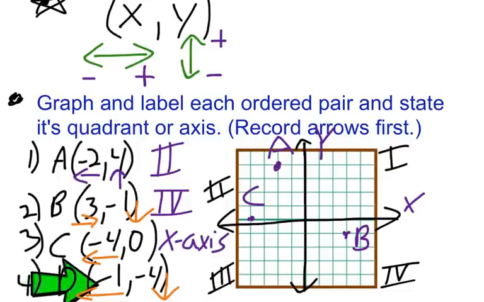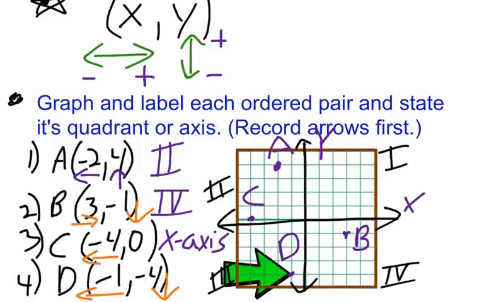And then our last one, number 4, negative 1 tells us to go left 1 from the origin and then down 1, 2, 3, 4. So it's going to be right there. Put a point at left 1, down 4, and label that D. And what quadrant is that in? You said 3rd, you are correct.